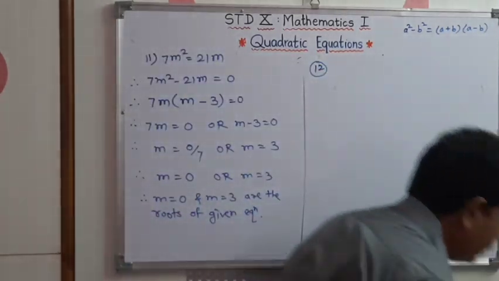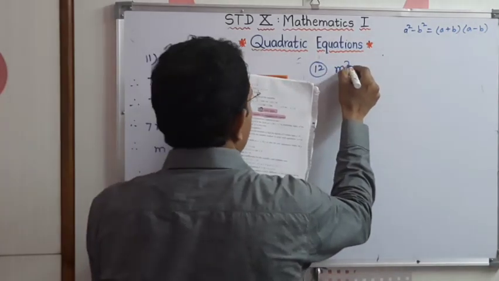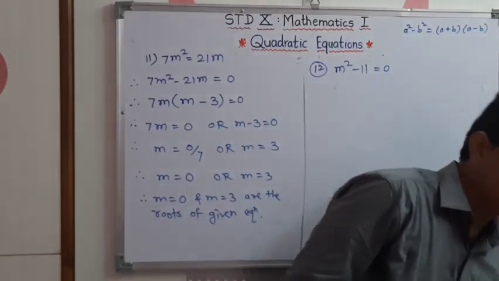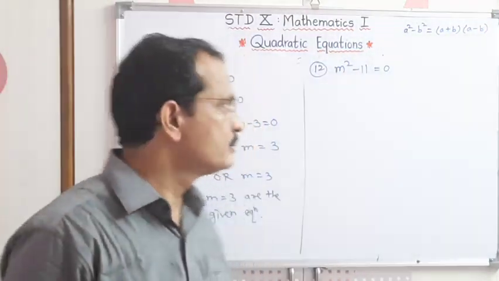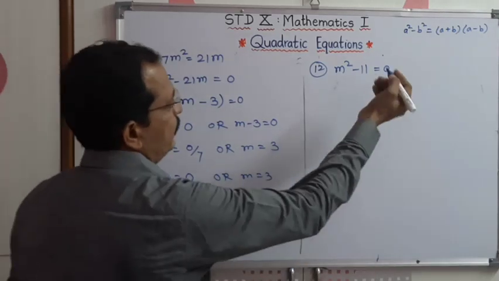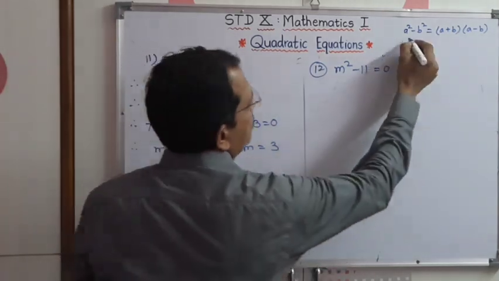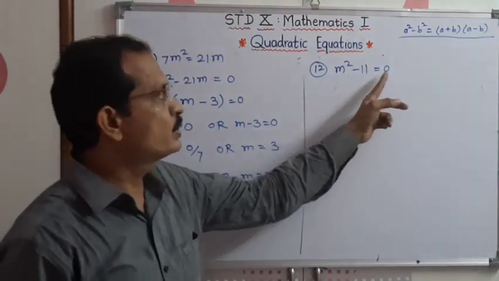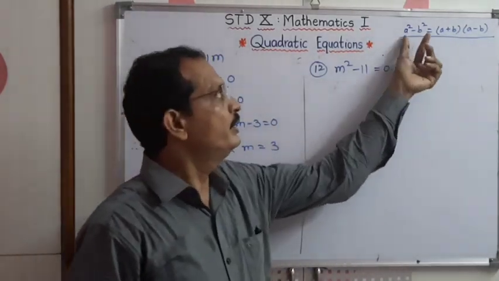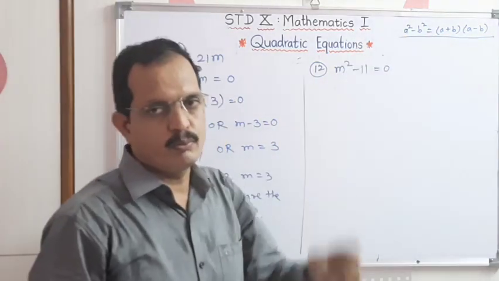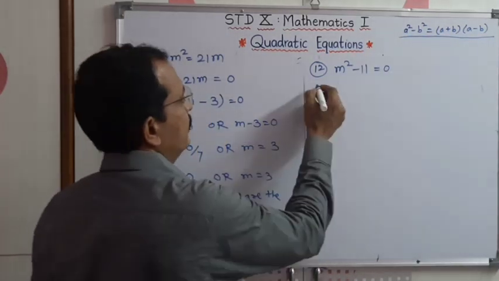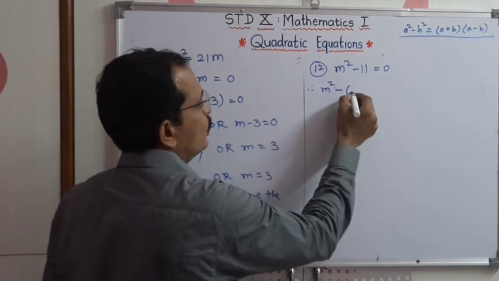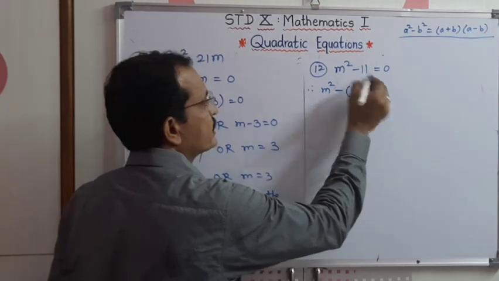That is also very easy, students. It is m square minus 11 is equal to 0. Now see here, we can solve this. Now we can write this in this form. m square minus 11 is equal to 0. We can write it in the a square minus b square form. How is it possible? See here. We can write m square minus (root 11) square.